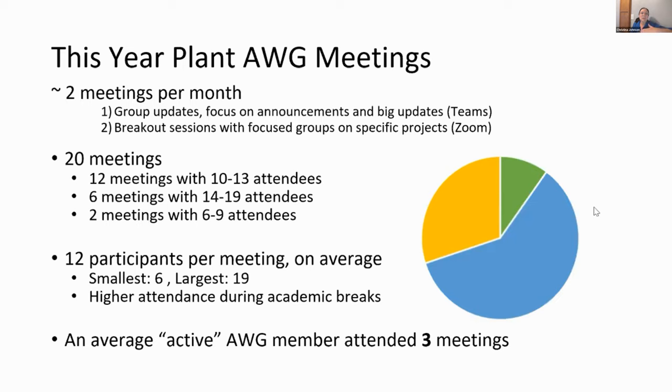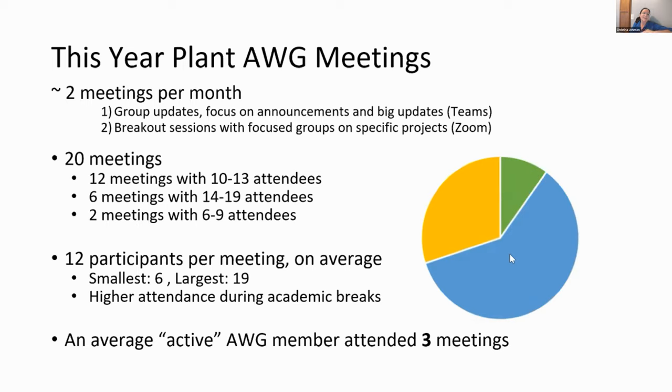So over this past year, from March through March, we've had 20 meetings. We had 12 of these meetings with 10 to 13 attendees. 6 of these meetings had 14 to 19 attendees, and 2 of these meetings only had 6 to 9 attendees. So that's actually really good attendance for the plant biology world. Not sure about the other AWGs, but we're really happy with those numbers.